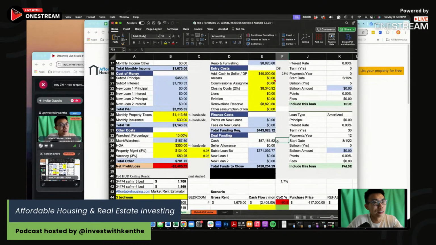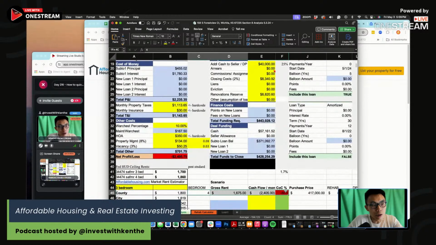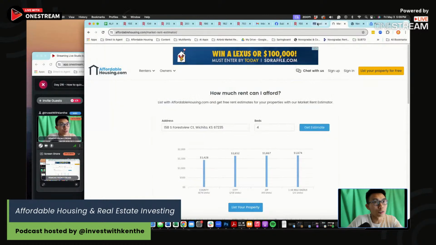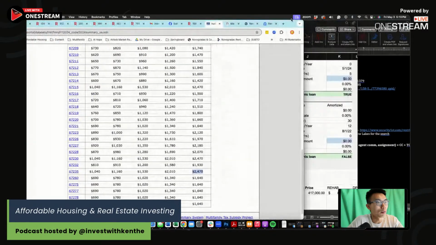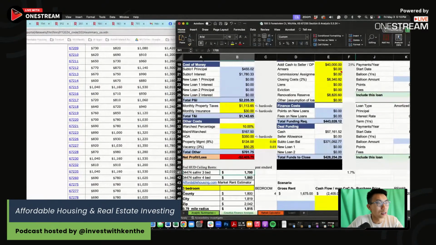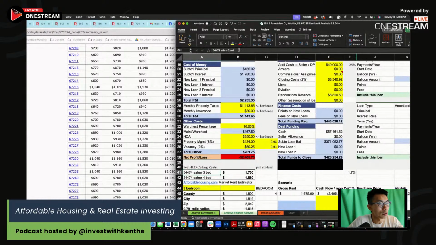Okay. Sorry, guys. So that's why we ruled out this deal at a 4-bedroom, and we could write down all these numbers so you guys can kind of remember it, right? What was the FMR? 67235. The FMR was 2010, and then for a 4-bedroom, it was 2470.